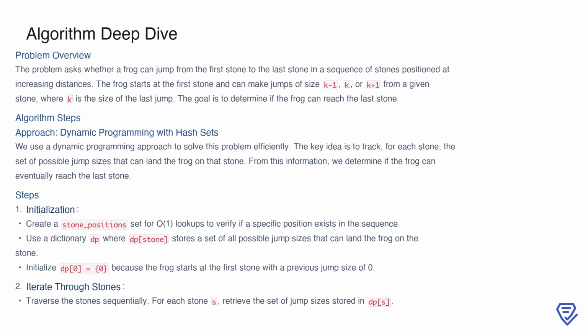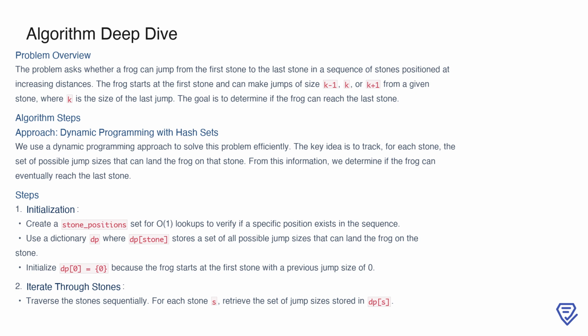constraints. To solve this efficiently, we use a dynamic programming approach combined with hash sets. The central idea is to track, for each stone, the possible jump sizes that could have landed the frog there. From this information, we can determine if the frog is capable of reaching the final stone.